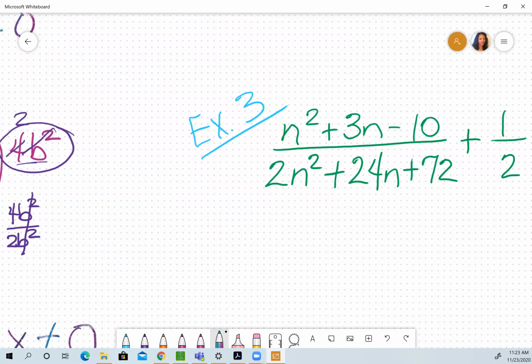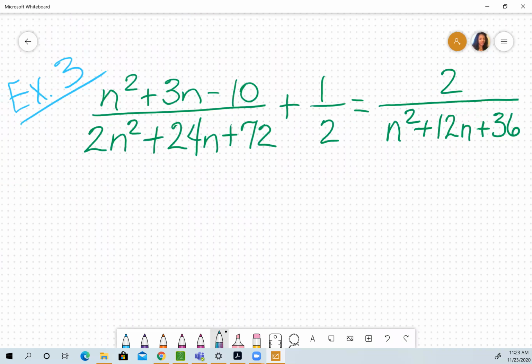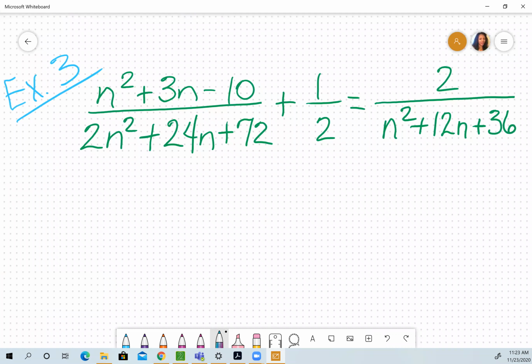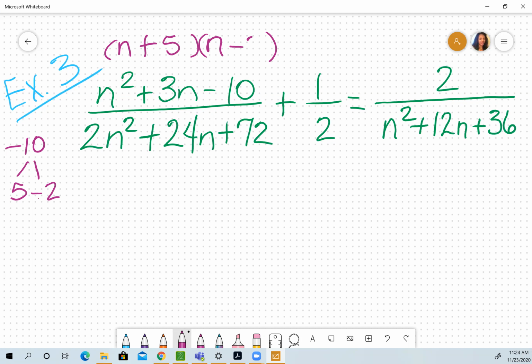All right, and then this is the last example that I'm going to do. It looks a little difficult, but what you want to do is factor it first, or at least that's what I do. So let's go ahead and do that. Since this is n squared, I know I'm going to have 2 sets of parentheses, n times n. Now I'm looking for 2 numbers that will multiply to give me negative 10, but will add to give me 3. So that's going to be a positive 5 and a negative 2. 5 minus 2 is 3. 5 times negative 2 is negative 10. Take that information, and that's what's going inside of my binomials.